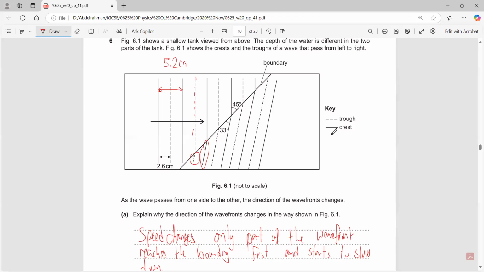Because if we look at the wavelength, what has happened to the wavelength? The wavelength has decreased. So when you decrease the wavelength, this means that the speed decreases. How can we find the speed? We can use an equation, the equation of the refractive index.